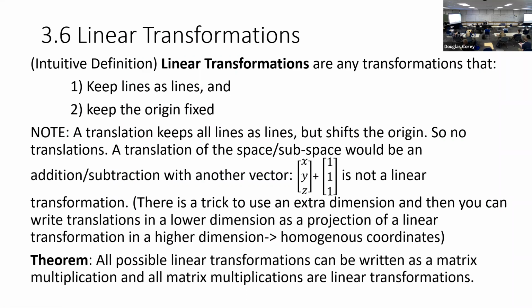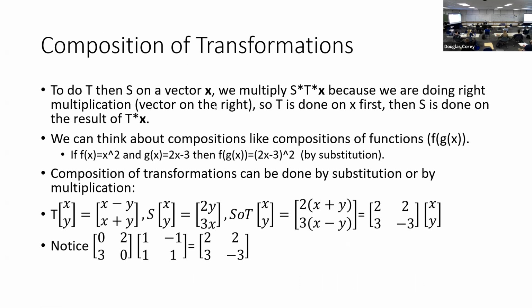And translations are not linear, but I did mention this trick, homogeneous coordinates, that they use all the time in robotics and 3D animation, so that you can keep everything as a multiplication. So all of your scaling, all of your movement, all of your rotations, all of your camera angles, that just becomes one big massive product to do a bunch of stuff. A lot easier than having an addition in there to do the translation that you need. And then all possible linear transformations can be written as a matrix, and all matrices are linear transformations.